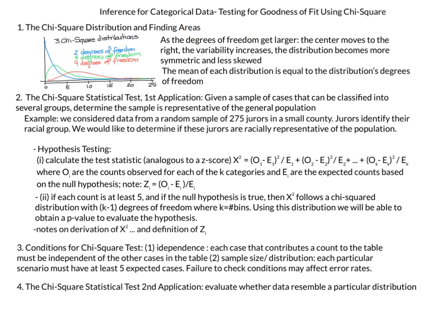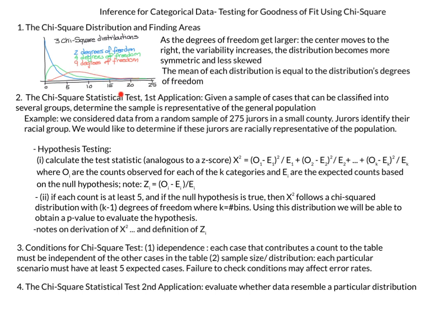As the degrees of freedom get larger, the center moves to the right, the variability increases, and the distribution becomes more symmetric and less skewed. The mean of each distribution is equal to the distribution's degrees of freedom. And here we have a picture in blue, a chi-squared with 2 degrees of freedom, in green, 4 degrees of freedom, and in red, 9 degrees of freedom.